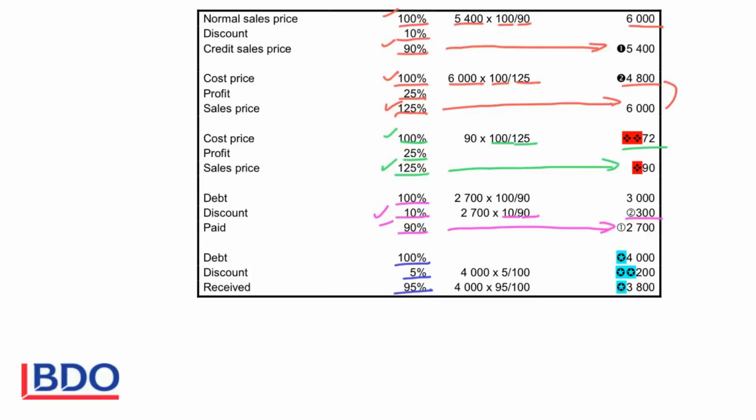They gave us the total debt as 4,000. If we want to calculate the discount, we take the percentage that we want, 5, divided by the percentage that we know, 100, times the 4,000, and that gives me 200 Rand. If I want to calculate the amount received, I take the one that we want to know, 95, divided by the one that we know, 100, and that gives me 3,800.